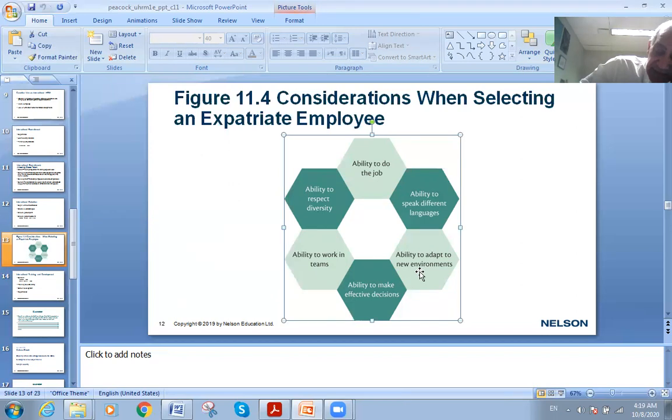Ability to make effective decisions. And this is okay locally and internationally. Ability to work in teams. Is he okay to work in a group? Which we call in the Hofstede model individualism or collectivism. He is a collectivist to work within a group. He does not work in isolation from the others. No. Ability to respect diversity. Is he able, this candidate, is he able to respect the culture of the other people, the culture of other places, or no?